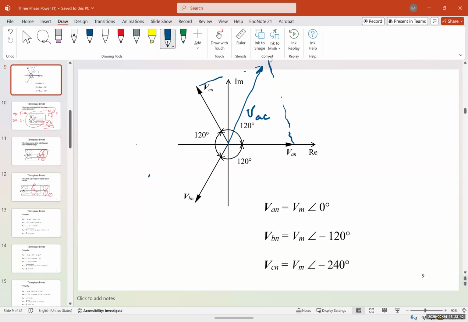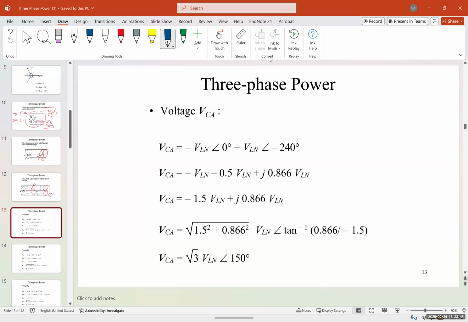Okay, now let's find the magnitude of this and also the degree. We can easily do it. If I had the numbers here, I could do it. I can also have a proof as well. So now the voltage between C and A is going to be voltage Ln, or in other words, Cn plus Bn. Again, this is Cn plus Bn. Sorry, An. I want to do AC.